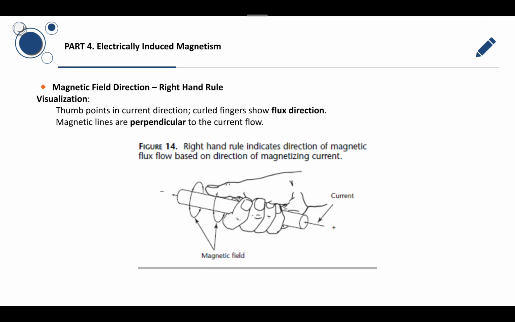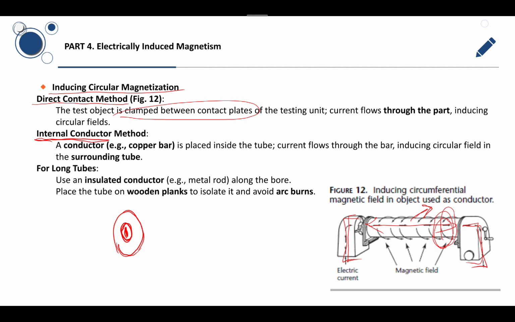The current then flows through this internal conductor, not through the tube itself. This current in the central conductor induces a circular magnetic field in the surrounding tube, inside the tube.